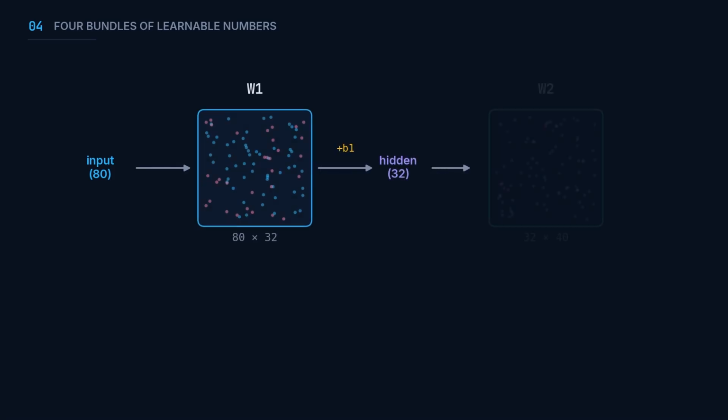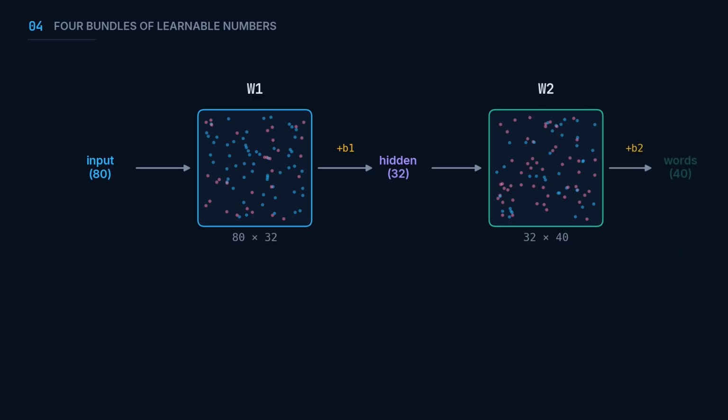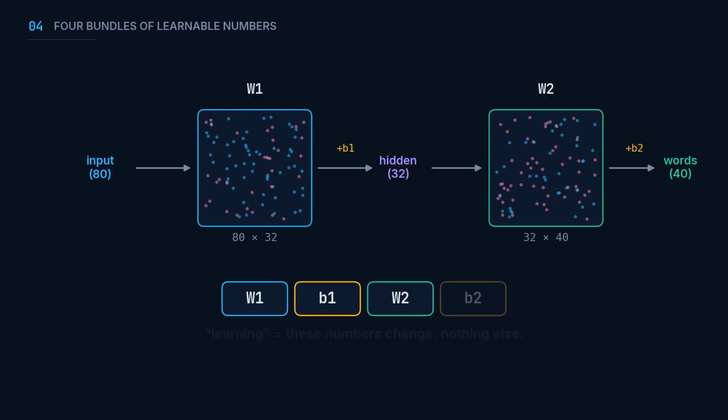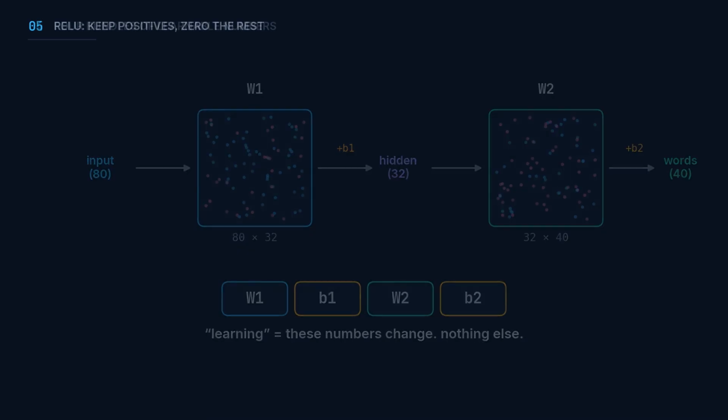So the network has exactly 4 bundles of learnable numbers, W1 and bias 1 from input to hidden, W2 and bias 2 from hidden to output. That's it. When we say the network learns, we mean these 4 bundles of numbers change, nothing else.